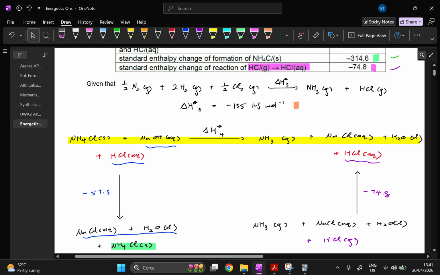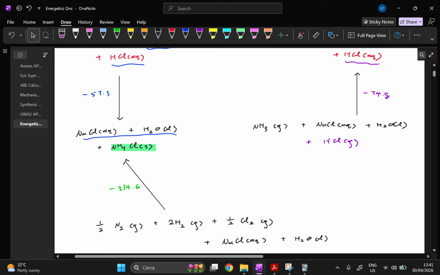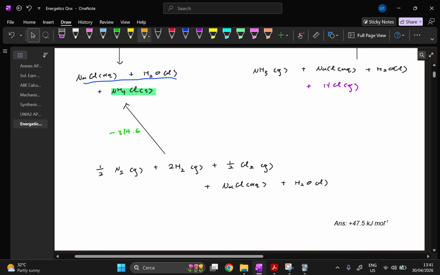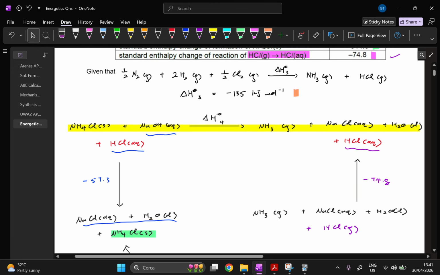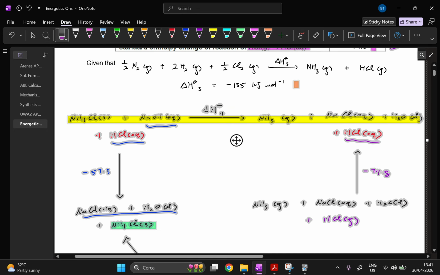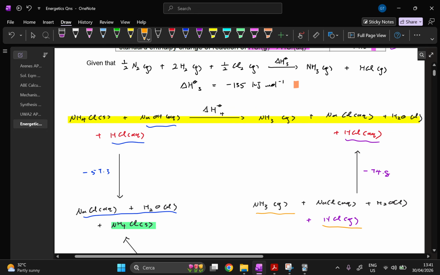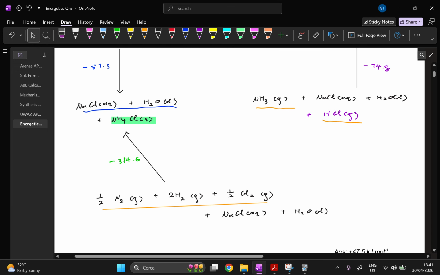Half N2 plus 2H2 plus half Cl2. In other words, this entire chunk, I want it to form NH3 plus HCl. So this means that NaCl and H2O you should just copy over, right?